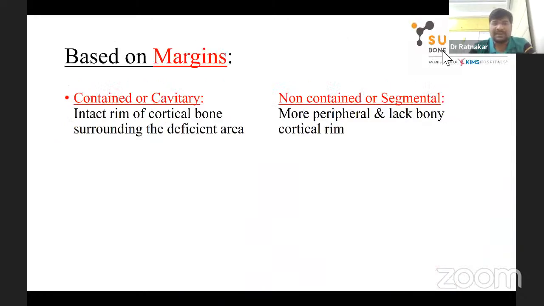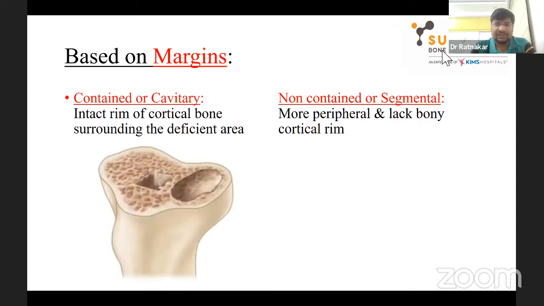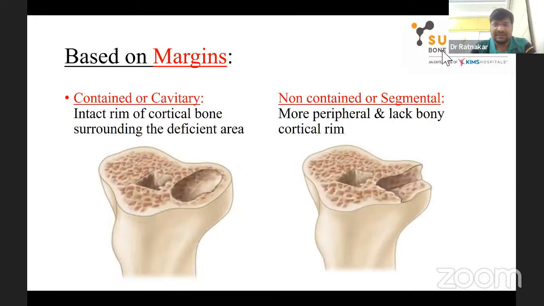Based upon the margins, defects are defined as contained or non-contained. Contained defects have an intact rim of cortical bone surrounding the deficient area, while the non-contained defects are segmental in nature and more peripheral. So this is a contained defect. This is a marginal defect.